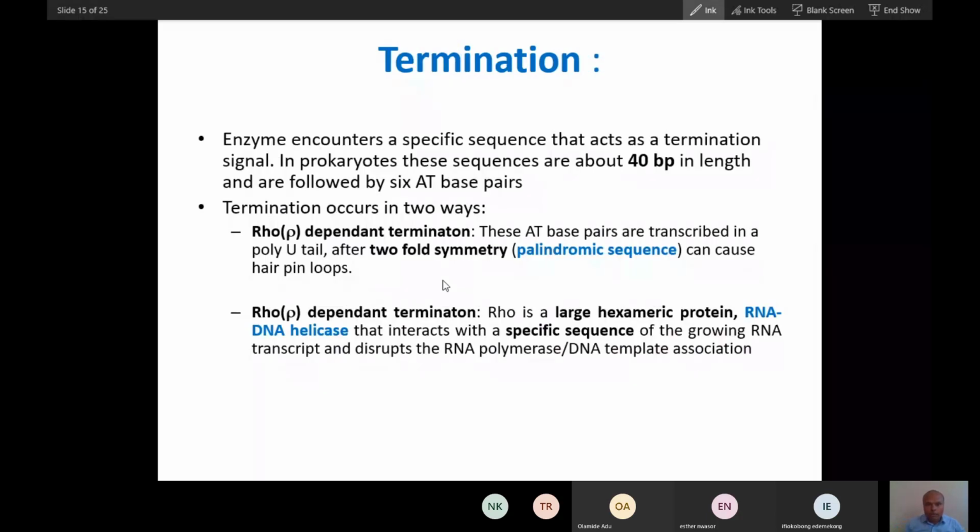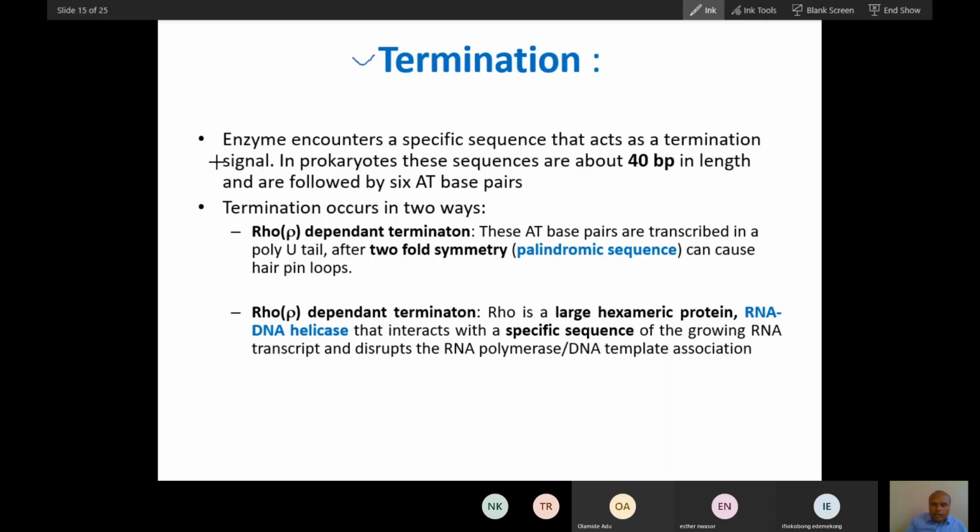Now let's talk about termination. I have told you about initiation, how the three phases of initiation happen, then elongation. What happens in elongation as it progresses? About 10 nucleotides only are in base pairing. So there will be re-annealing of the back DNA and opening of the front DNA, movement of the bubble, and peeling of the RNA.